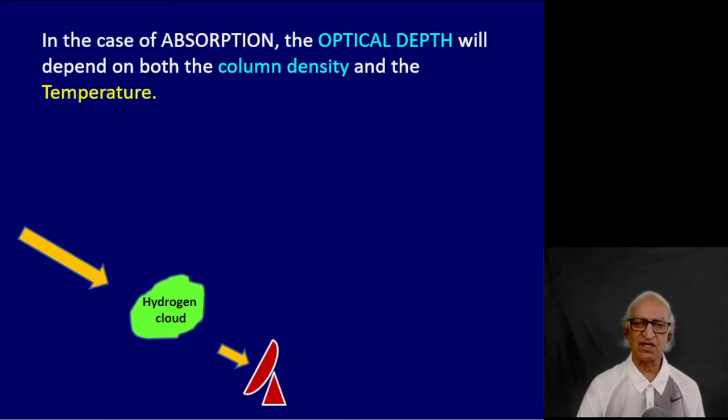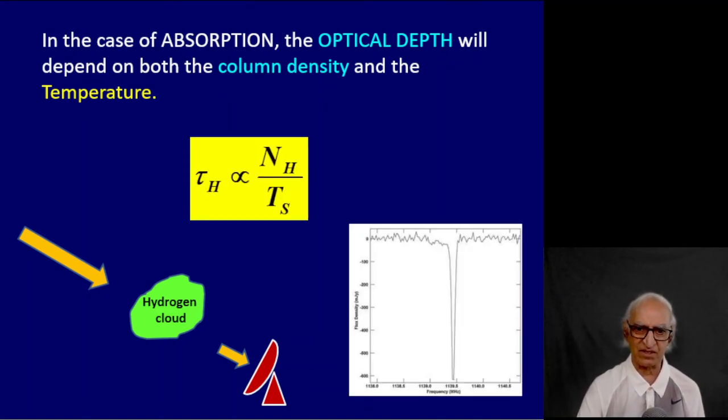Now, in the case of absorption, remember, go back and revise the second lecture. The amount of radiation absorbed will depend upon the optical depth. The optical depth will depend upon the number of absorbers in the cylinder of unit cross-sectional area, whose length is the length of the hydrogen cloud. Therefore, the important formula is that the optical depth for absorption is proportional not only to the total number of hydrogen atoms in the unit cylinder, NH, just as emission is, but it is also inversely proportional to the temperature of the hydrogen cloud, which is TS. Why it is called T subscript S is a different story, so we won't digress into that.